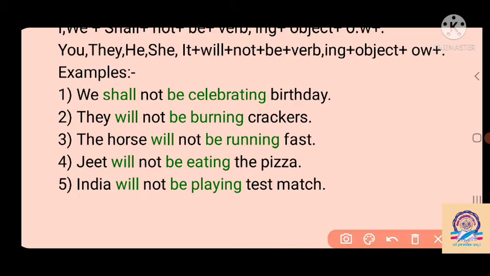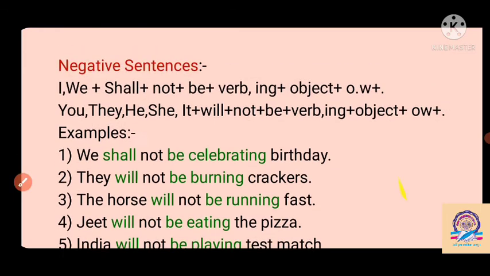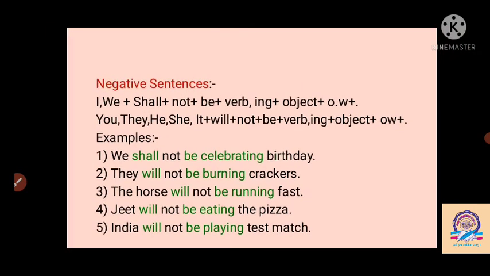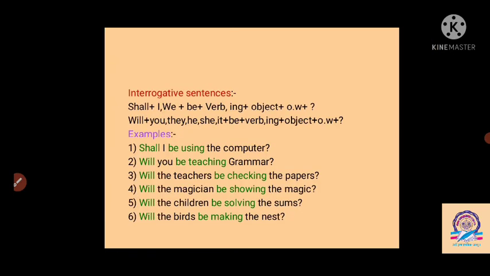Then the fifth example is given here. India is given here as a subject. With the subject India we have to keep will not, then be we have to keep, then play changes into playing test match, and last we have to keep the full stop here. So in short we can say that for making the negative sentence we have to use not after shall and will. If we keep the not after shall and will, then definitely we can make the sentence negative easily.